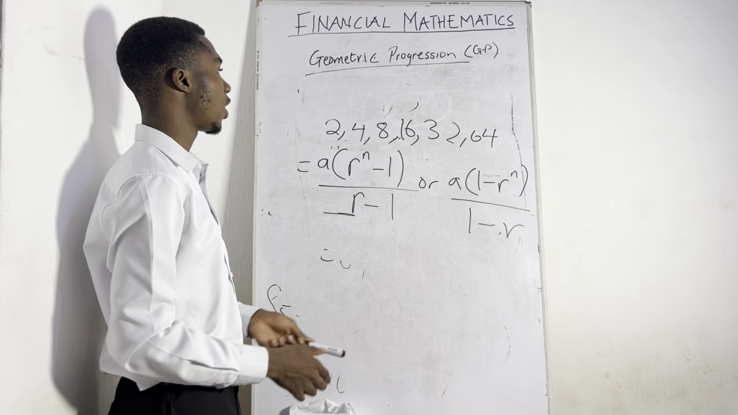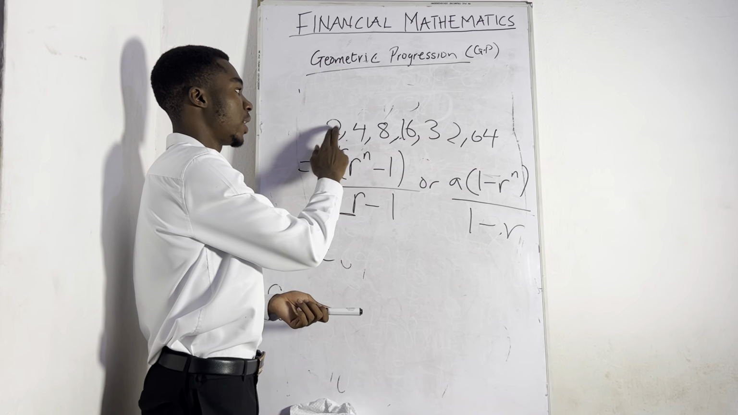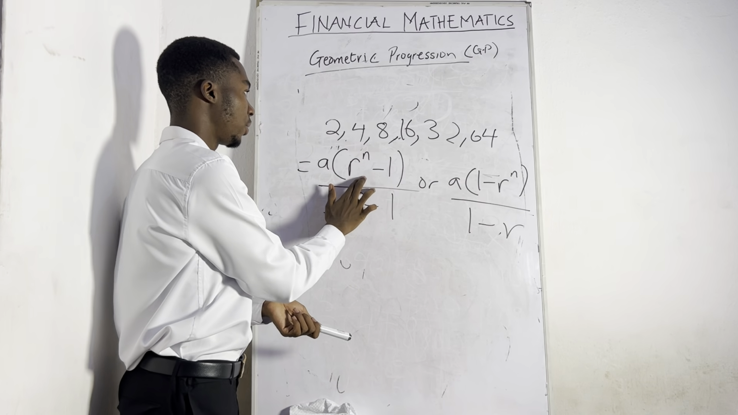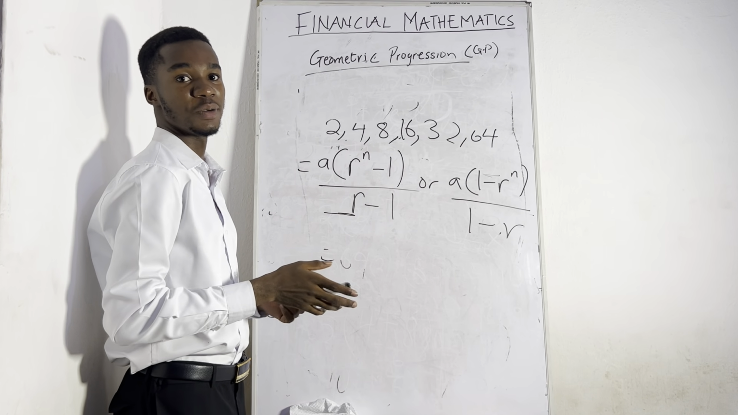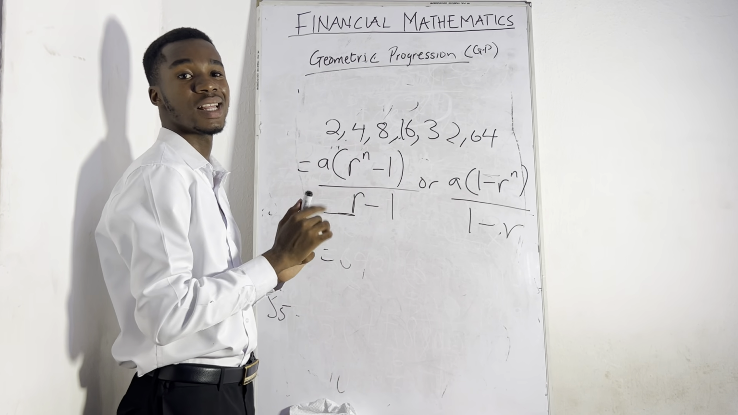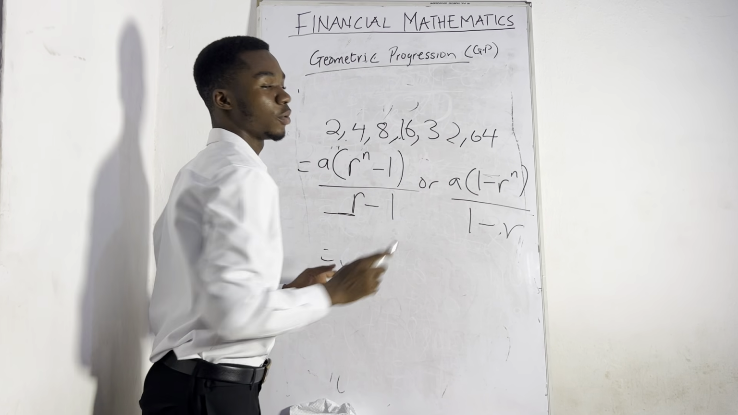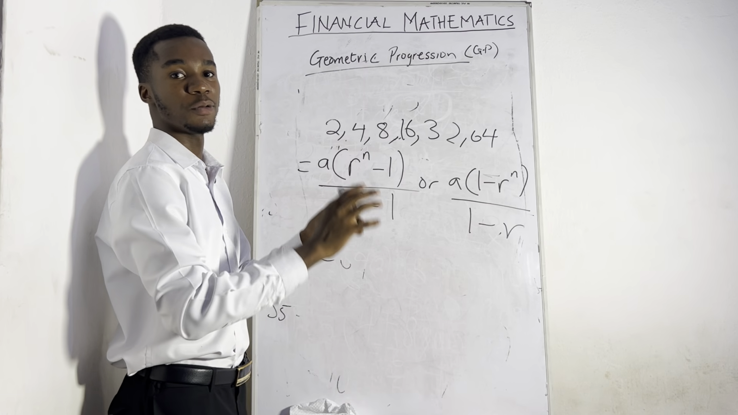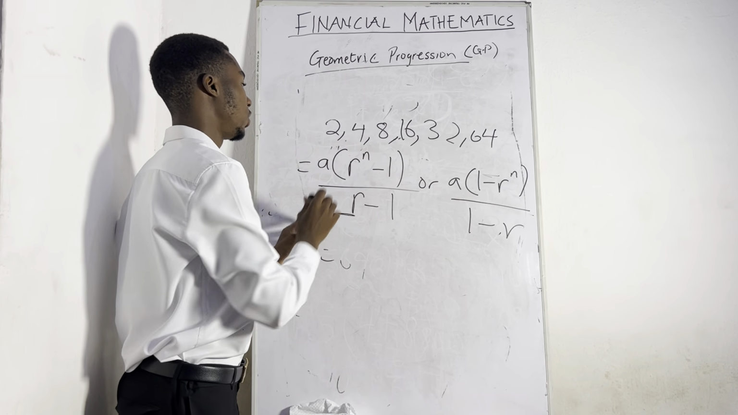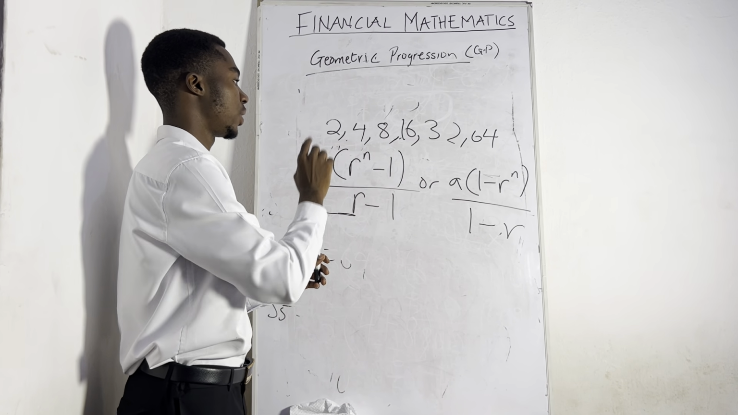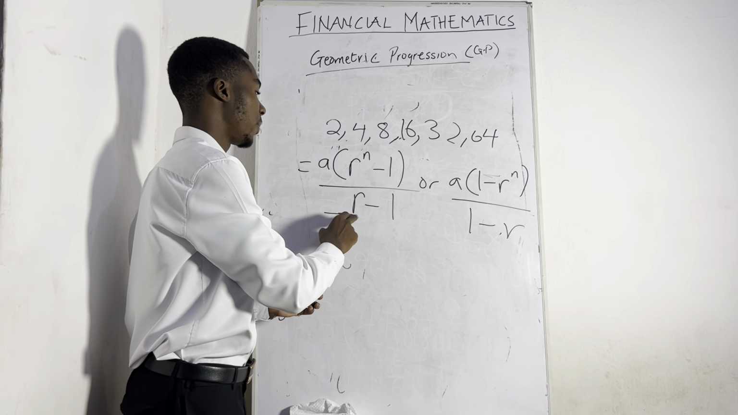So for this one, our common ratio was 2 because 4 divided by 2 is 2. So this is the formula we are going to use. But assuming we calculate and we get 0.5 or anything less than 1, this is the formula you are going to use. So just put it in your mind. Anytime the ratio is greater than 1, this is the formula you use: A into brackets r exponent n minus 1 over r minus 1.